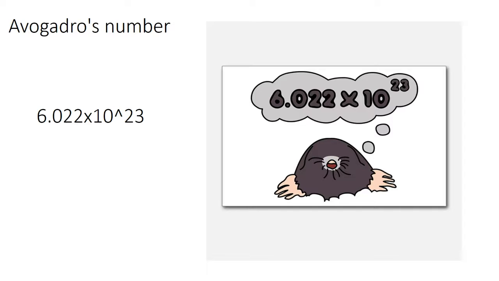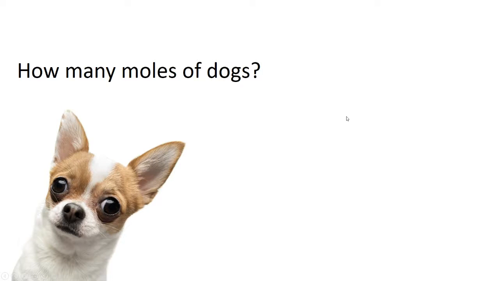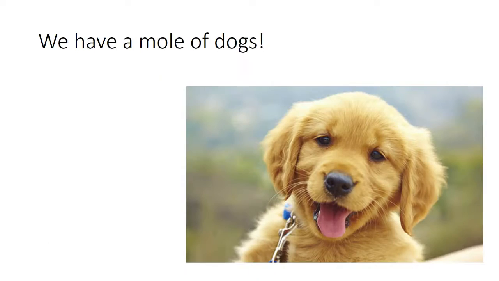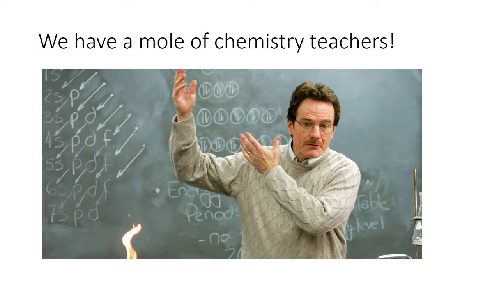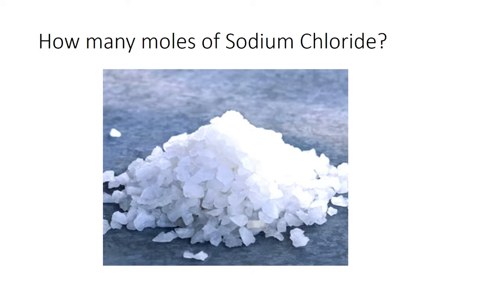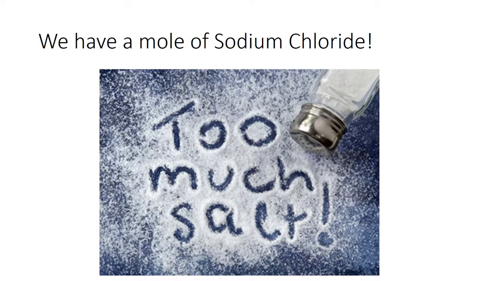A mole is a simple unit of measurement. It is based on something reproducible, a quantity of anything that has the same number of particles. So, if you were asked, how many moles of dogs do you have? You would say, we have a mole of dogs. If you were then asked the same question about chemistry teachers, how many moles of chemistry teachers? You would say, we have a mole of chemistry teachers. Again, if we're asked this in sodium chloride, we would say we have a mole of sodium chloride or salt.